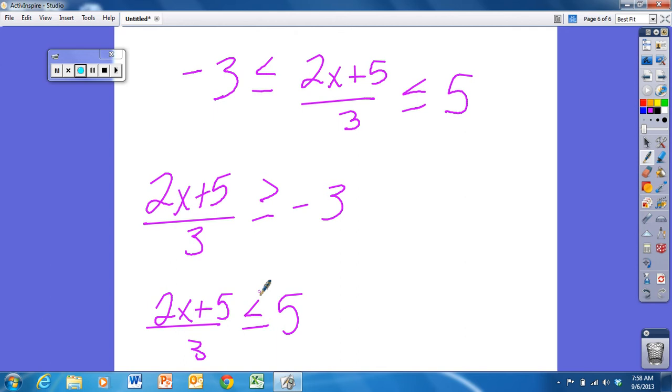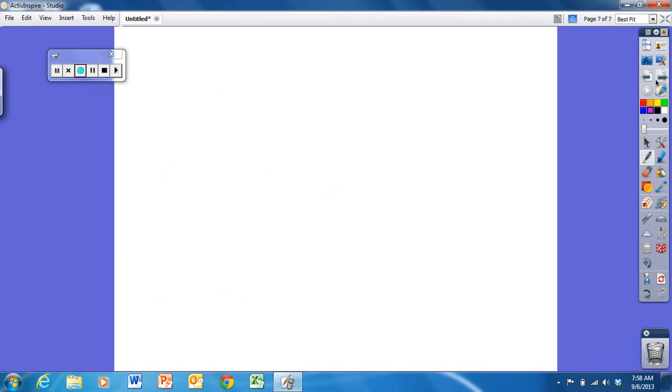Let's talk about whether or not something is linear. Remember, we said it has to be x to the first power. So 2 minus x squared equals 5, not linear.